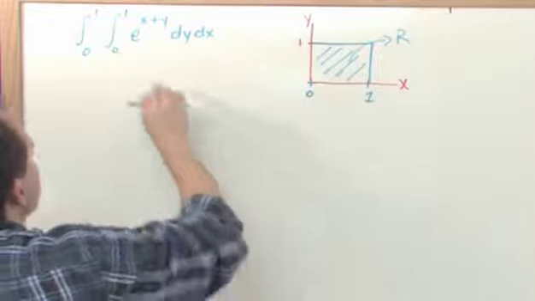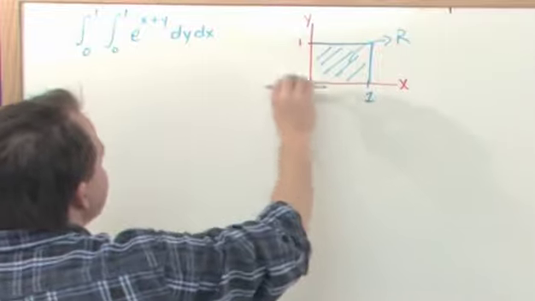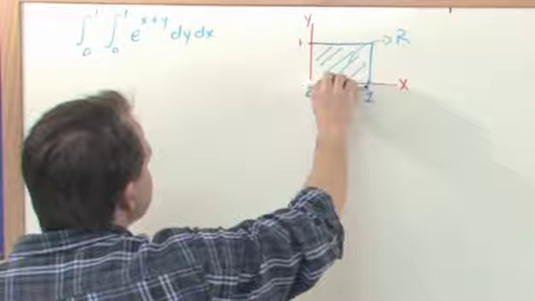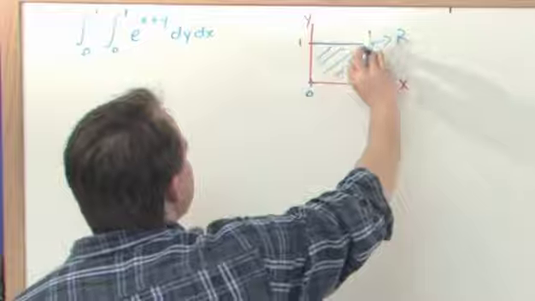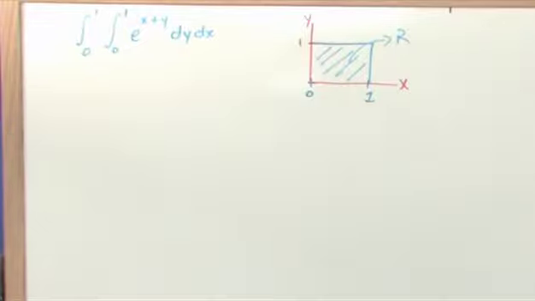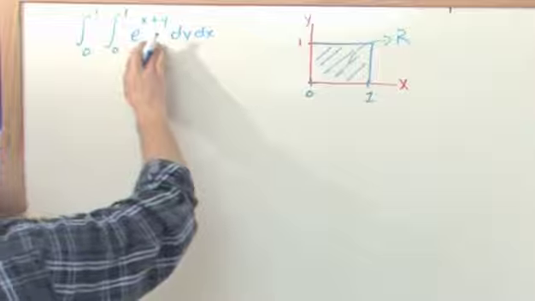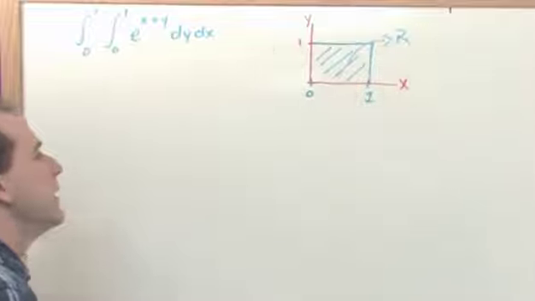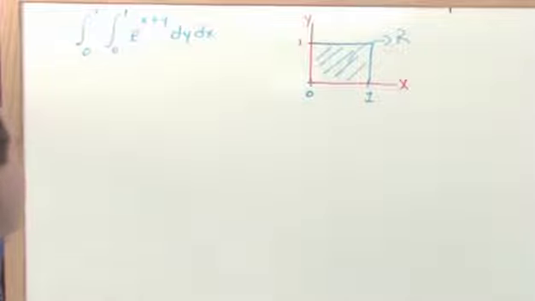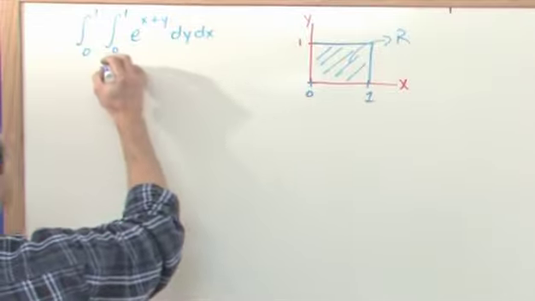You're going from y equals 0, a horizontal line, up to y equals 1, and then x equals 0 to x equals 1. So you're just evaluating over that region R. You're evaluating this function and integrating it, adding up all those little skyscrapers over the region R. Okay, so what do we do next? I literally do this on my paper.